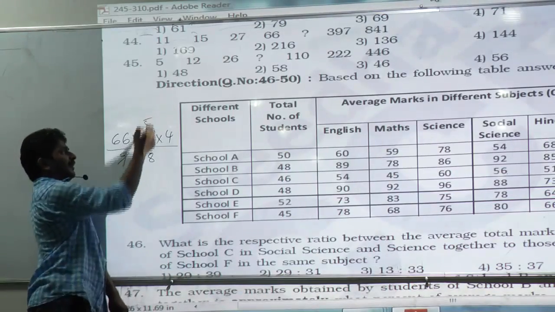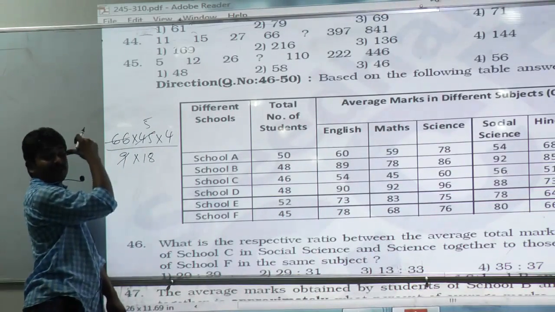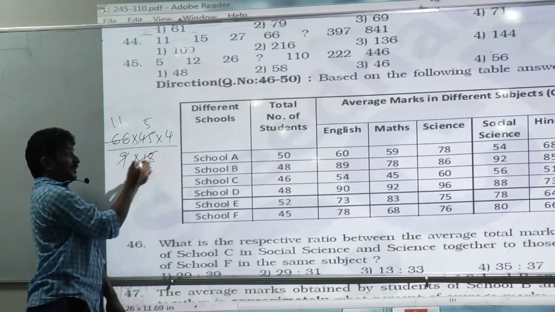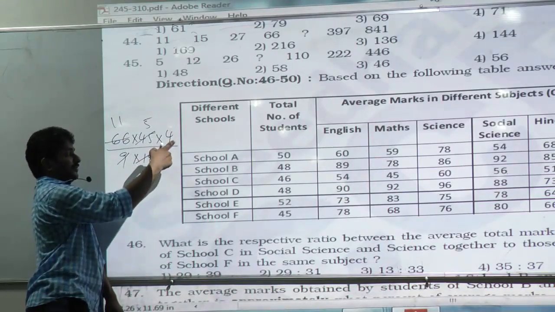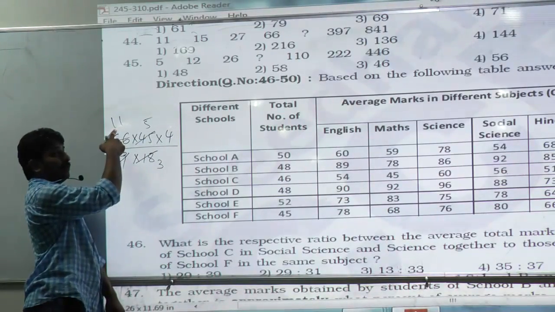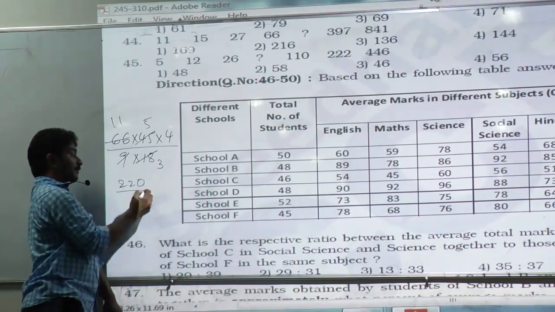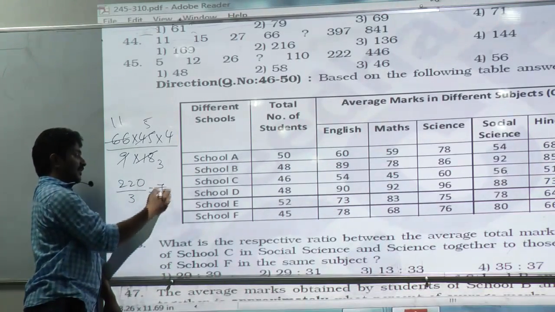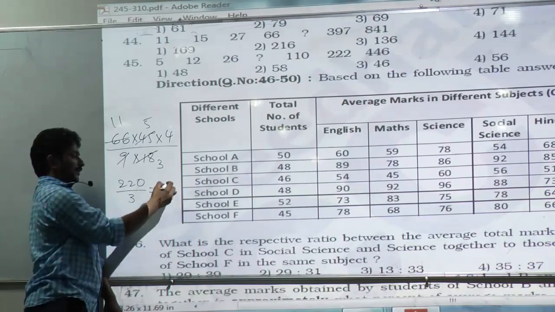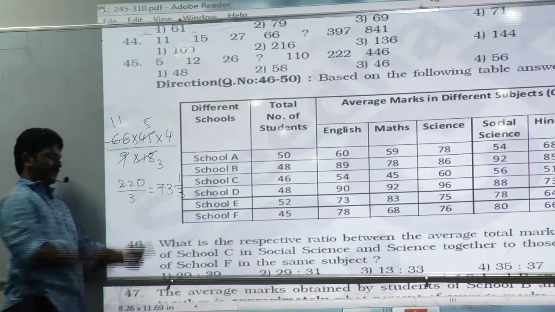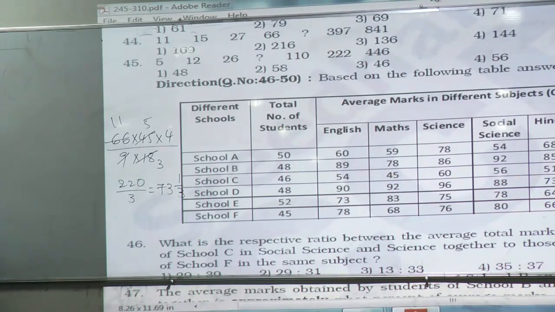9, 5 times, 6, 11 times, and this is 3 times. 220 by 3, 73, 1 by 3. There is only one number which starts with 7.